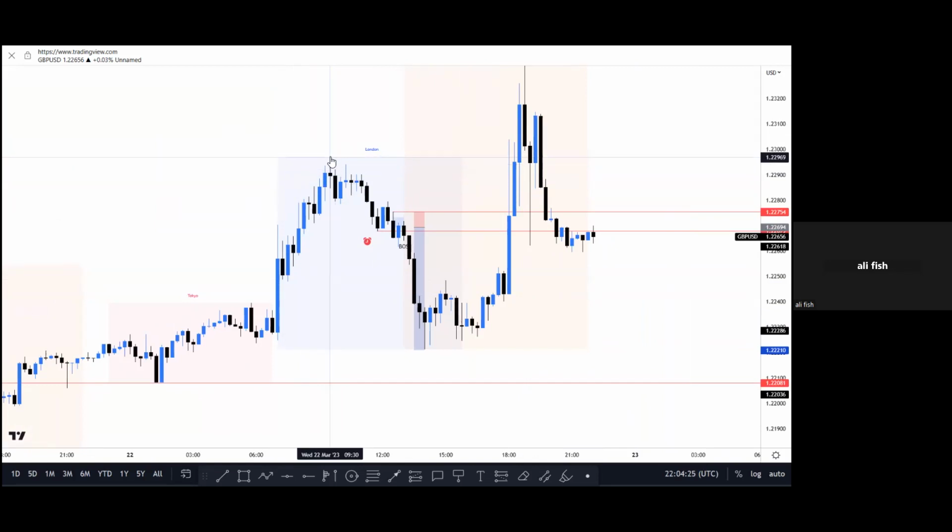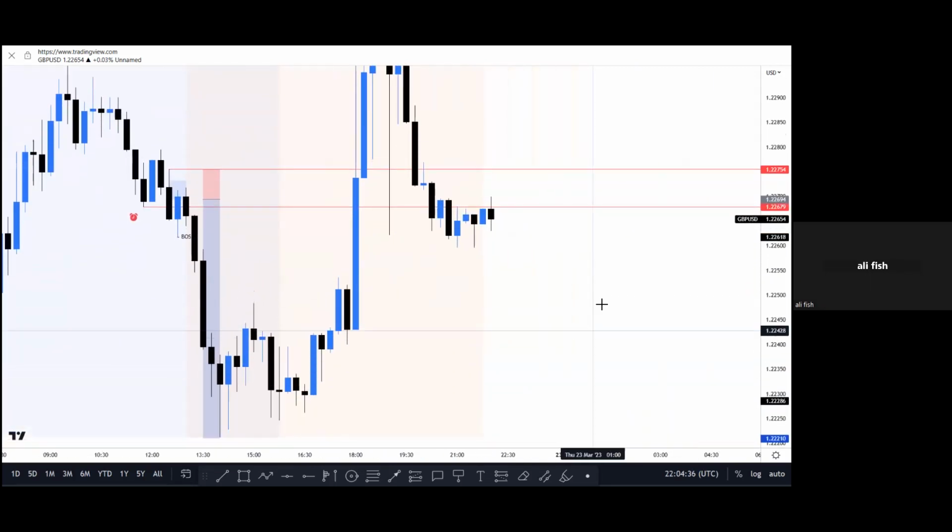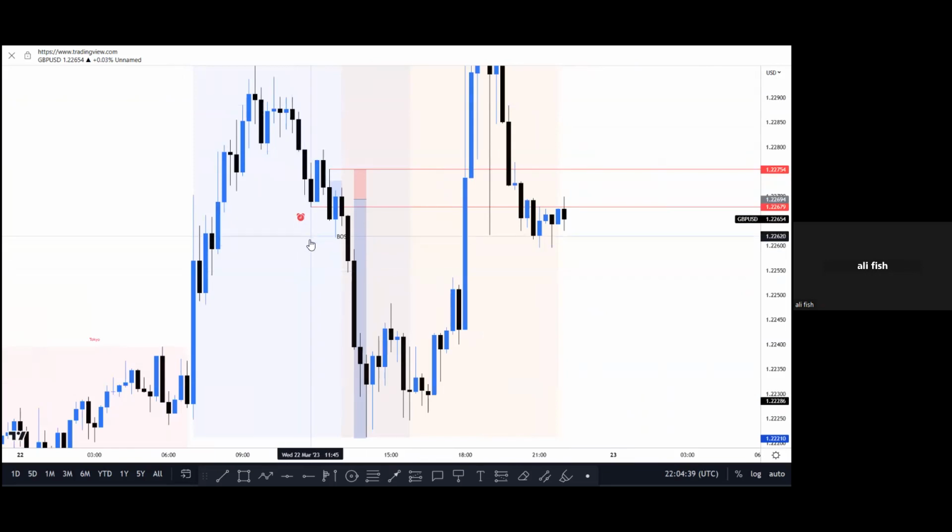Obviously, London had started to fall away a little bit, so I figured it was going to come back down, possibly to fill this imbalance down here. I marked this low with an alert, waiting for it to get broken, and once it got broken, I marked this high of the candle that broke the low.